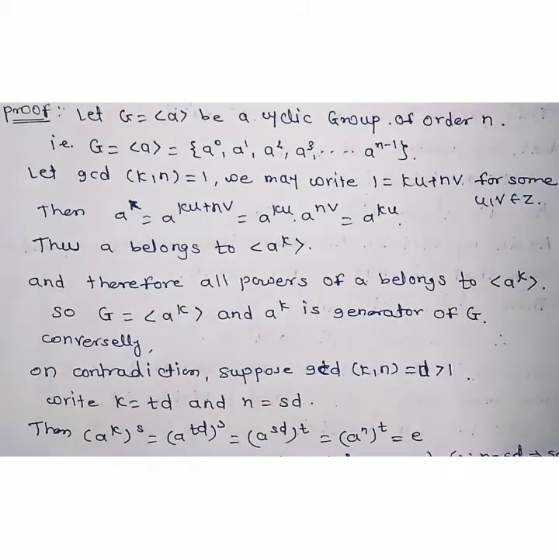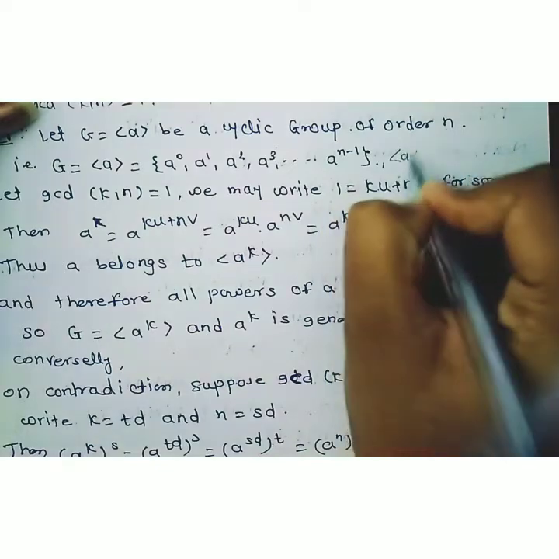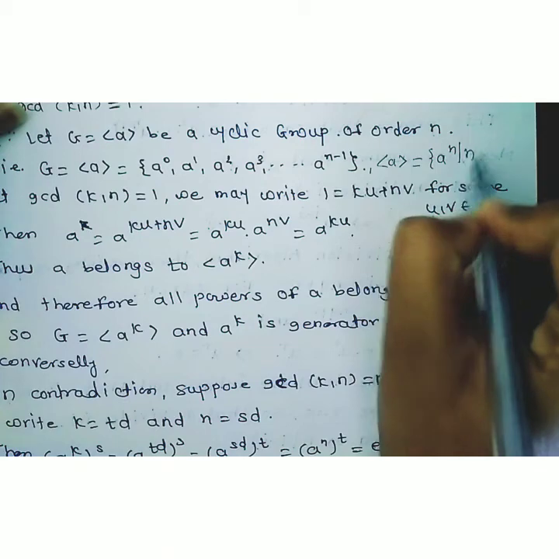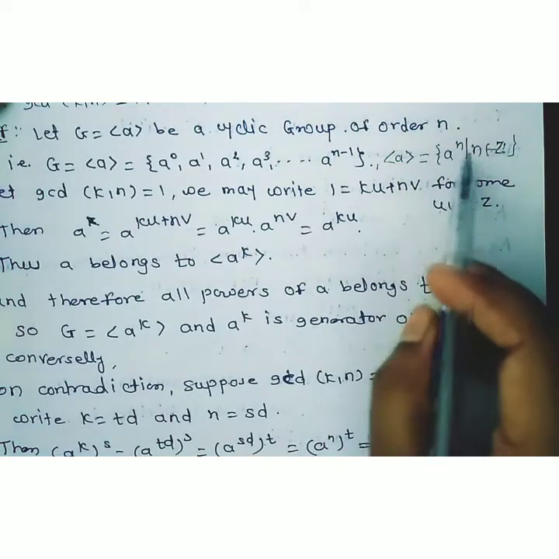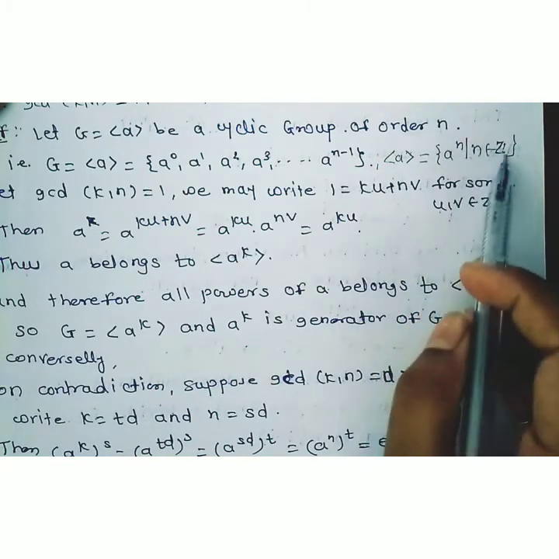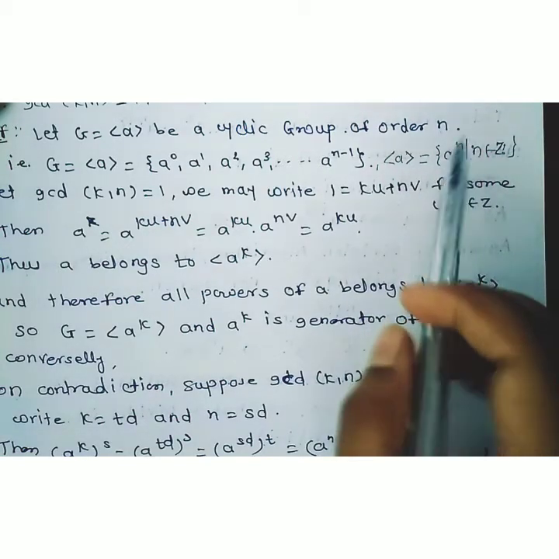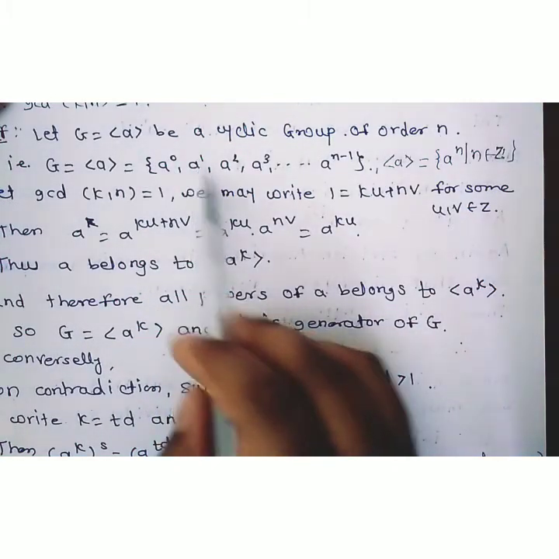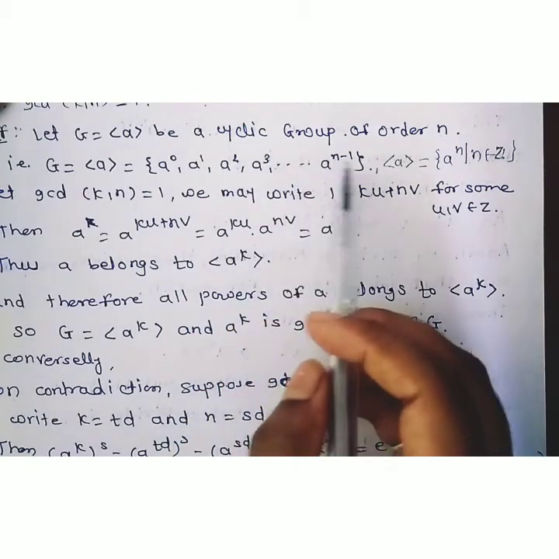We know that the set generated by A is equal to A raised to n, such that n belongs to Z. This is the definition of the set generated by A. Therefore, we put the values of n from the set of integers. If we put n equal to 0, this is A to the power 0, then n equal to 1, A raised to 1, then n equal to 2, A square, A cube, and so on, up to A raised to n minus 1.